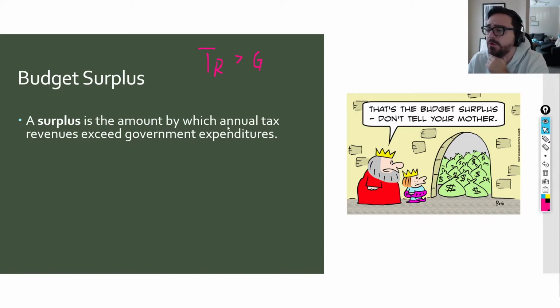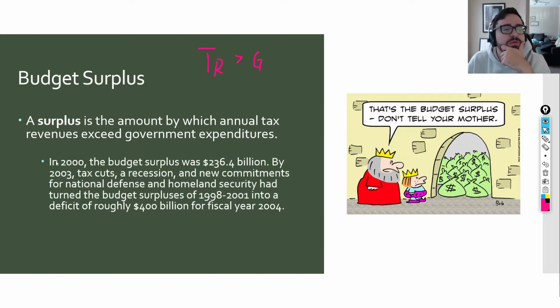This is an annual thing. So you might be in a surplus in 1 year, but still have total debt. You were in the green for that year, but still in total you're in the red. So the last time we had a budgetary surplus was back in 2000.